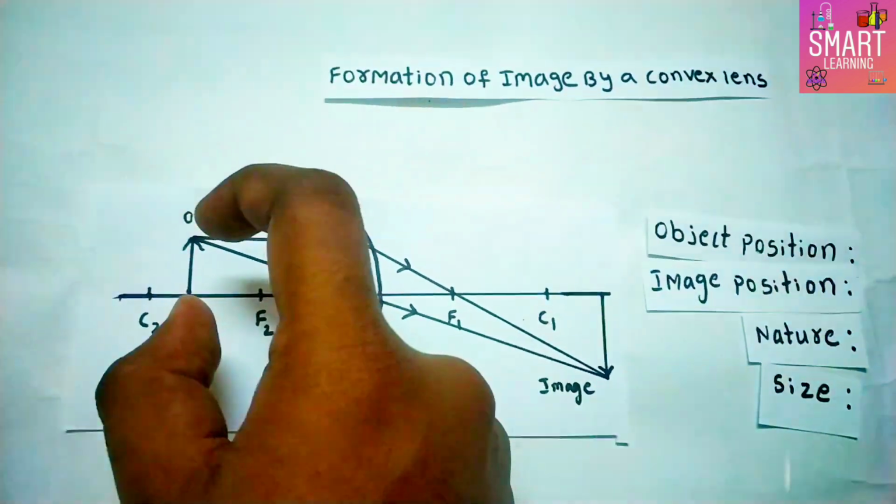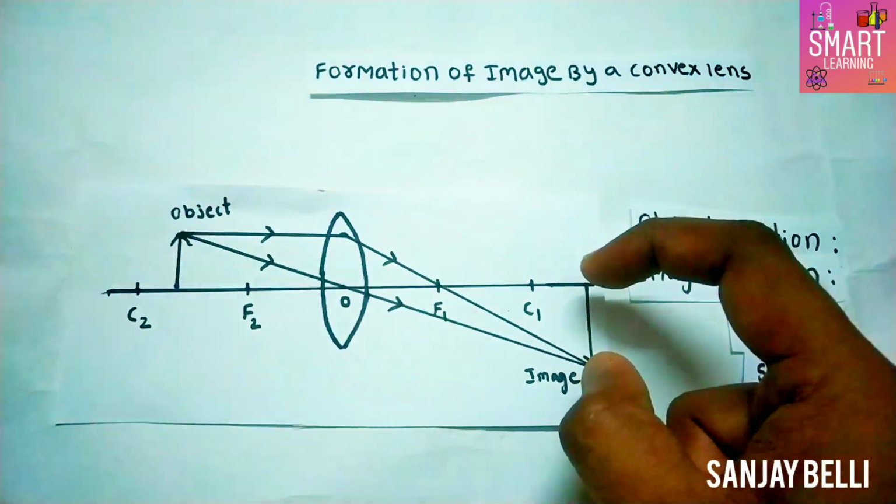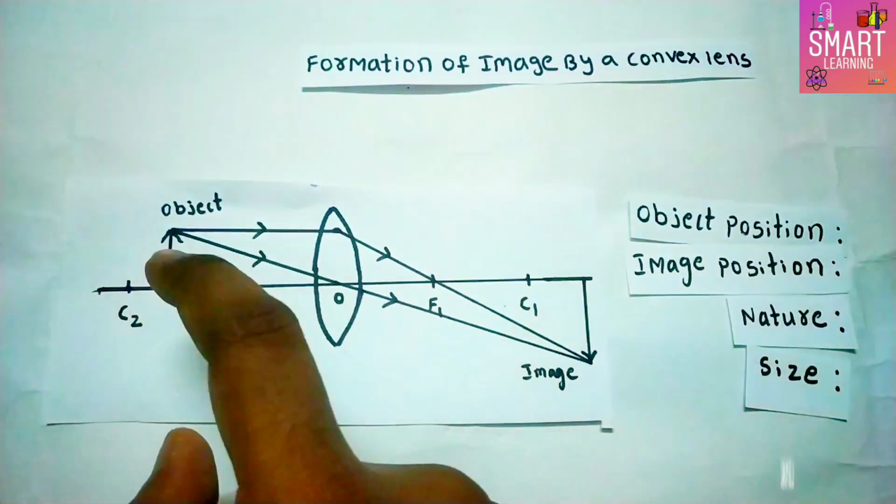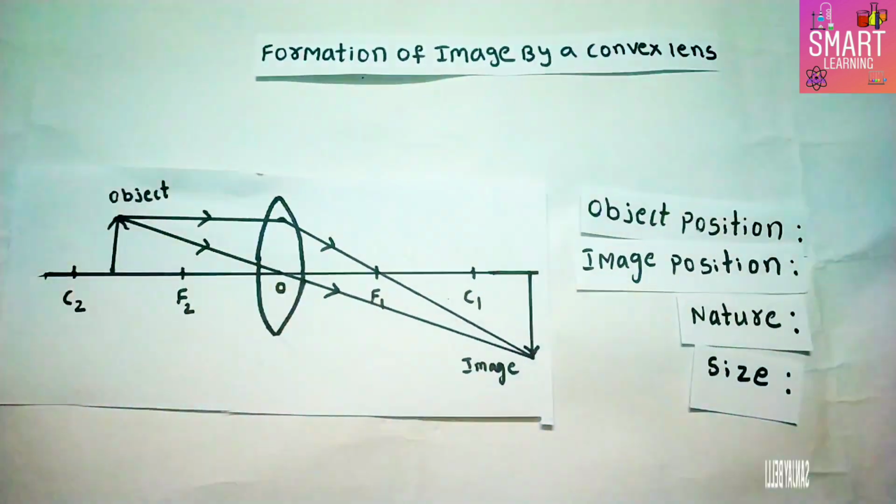Here you see the size of the object and the size of the image. The image size is bigger when compared with the object size, so it is an enlarged image.